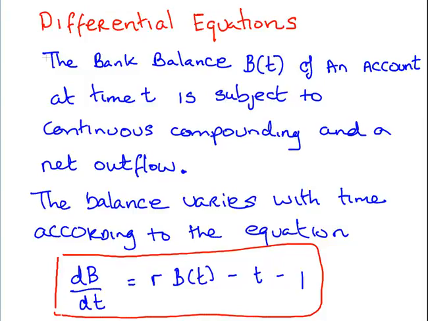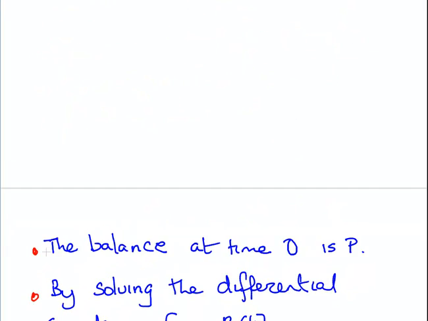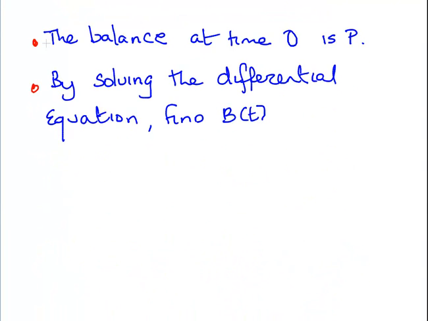dB/dt equals R times B(t) minus 1. Okay. And essentially what we're going to do is rearrange that. And what we're told also is, let's go back up here a second. There, what we're told also is that the balance at time zero is P. Okay, P. And by solving the differential equation, find B(t). Okay, so that's what we have to do.